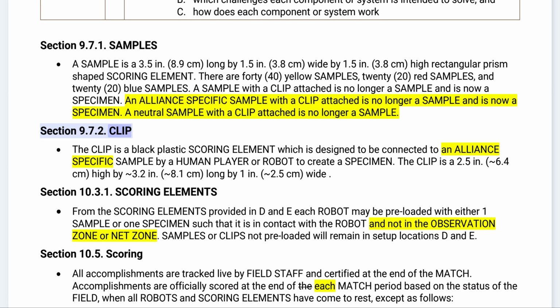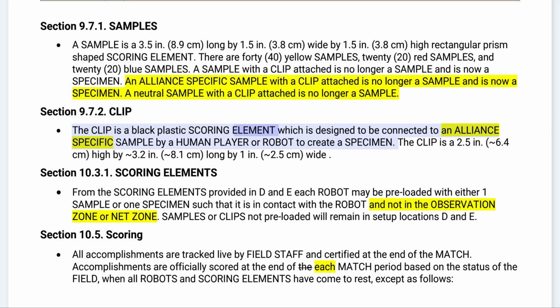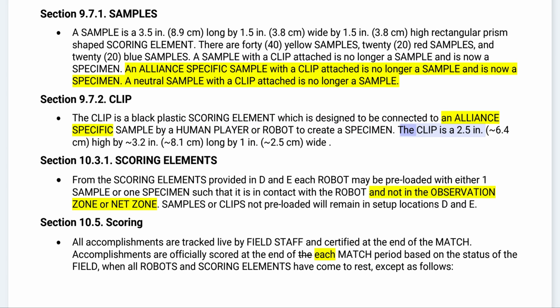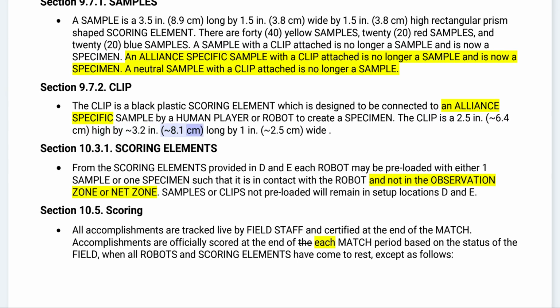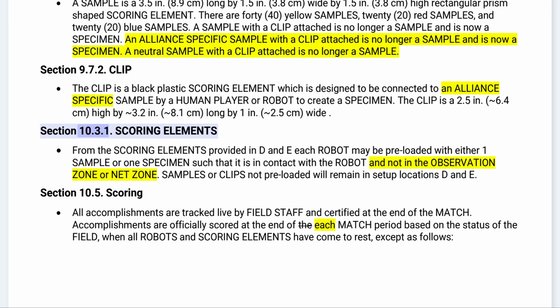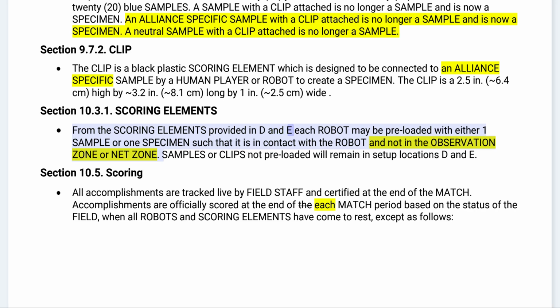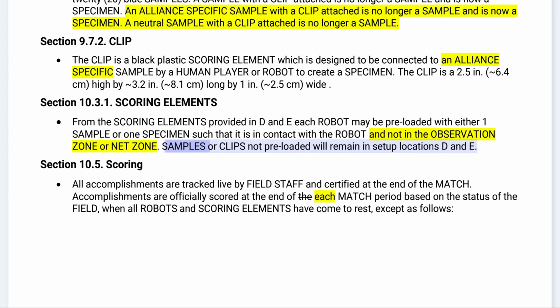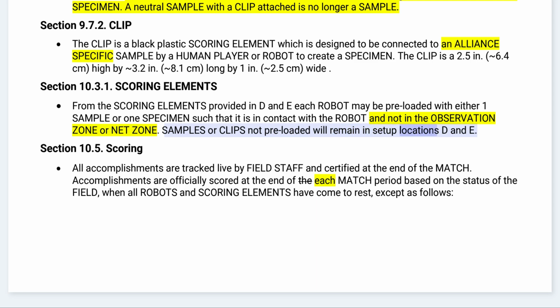Section 9.7.2. Clip. The clip is a black plastic scoring element, which is designed to be connected to an alliance-specific sample by a human player or robot to create a specimen. The clip is a 2.5 in, 6.4 centimeters, high by 3.2 in, 8.1 centimeters, long by 1 in, 2.5 centimeters wide. Section 10.3.1. Scoring elements. From the scoring elements provided in D and E, each robot may be preloaded with either one sample or one specimen such that it is in contact with the robot and not in the observation zone or net zone. Samples or clips not preloaded will remain in setup locations D and E.